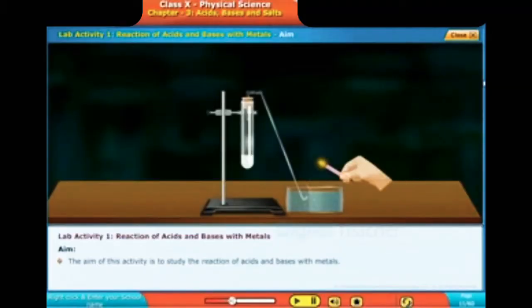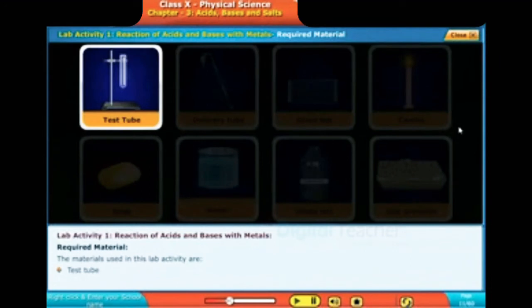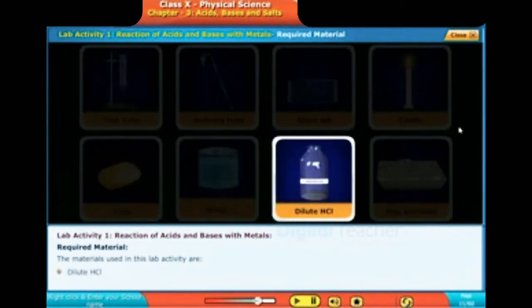What is the aim of this activity? The aim is to study the reaction of acids and bases with metals. What are the materials required? The materials required in the laboratory are a test tube, delivery tube, glass tub, candle, soap water, dilute hydrochloric acid, that is HCl, and zinc granules.